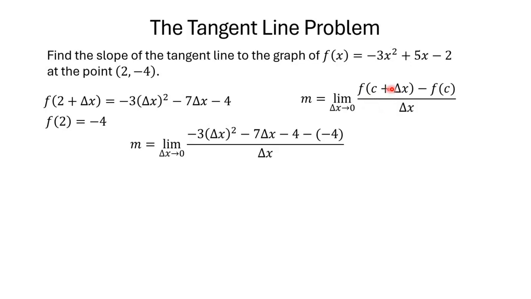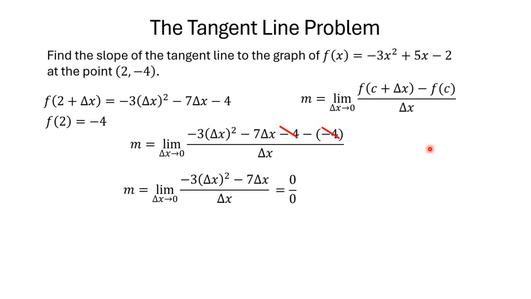So I just plug everything I know into this formula for the slope of the tangent line, and then the negative 4 and the minus negative 4, which is basically plus 4, cancel. That's negative 4 plus 4, and I'm left with this. Direct substitution here gives negative 3 times 0 minus 7 times 0, divided by 0.